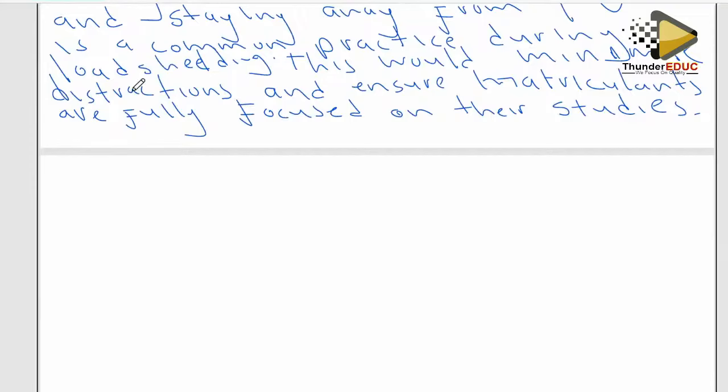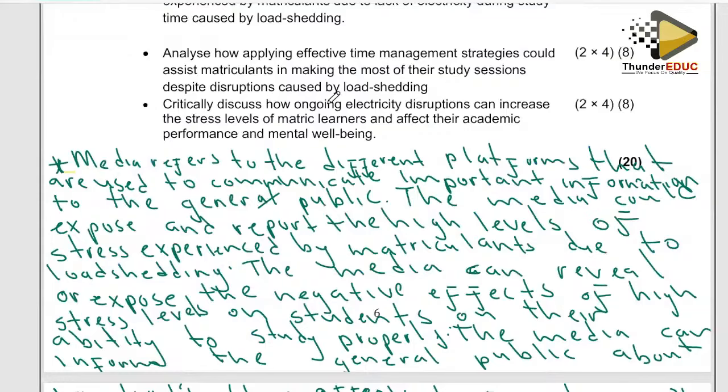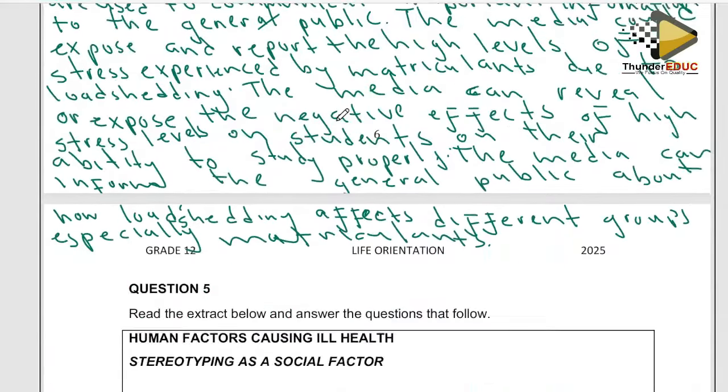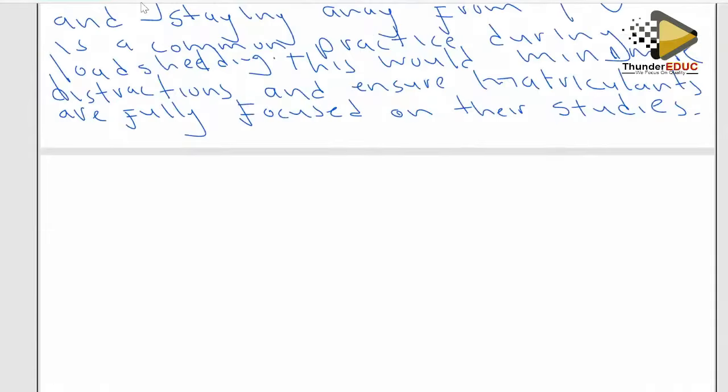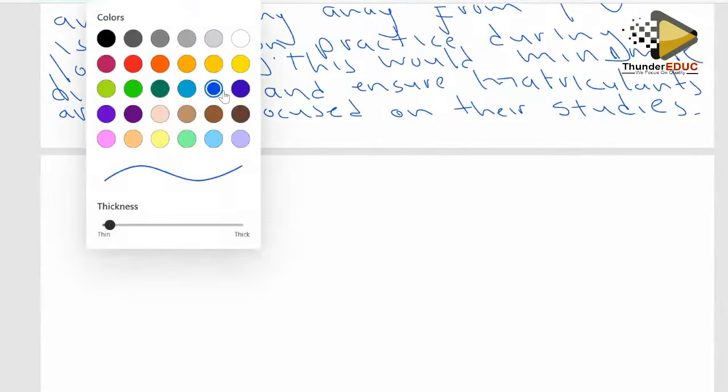The next bullet: critically discuss how ongoing electricity disruptions can increase the stress levels of matric learners and affect their academic performance and mental well-being. So for this one, we are going back again to the whiteboard. Then we are going to write it on the whiteboard again.